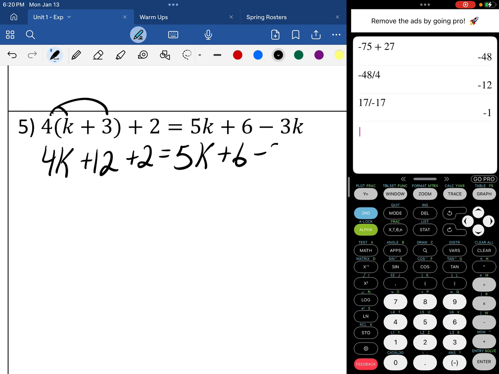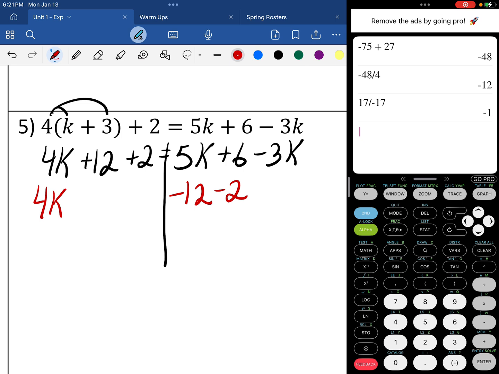Plus 6 minus 3k. Okay, we have more than 4 terms in here. That's okay. We just got to take it time by time. Now go ahead and split. 4k, that comes straight down. 12. He's going to go to the other side and become a negative because he is on the wrong side. Negative 2. He doesn't have a variable, so he's going to cross over also.